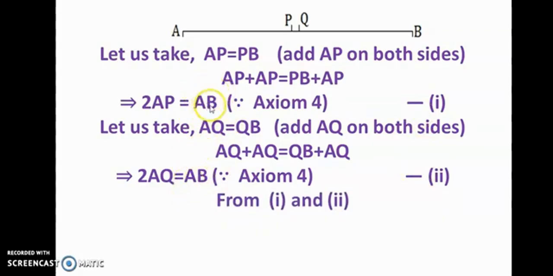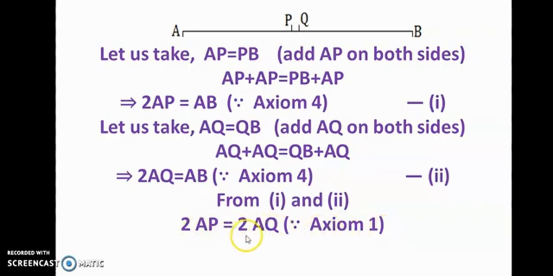So, according to axiom 1, you know that things which are equal to the same things are equal to one another. So, can we take this 2AP is equal to 2AQ? Yes. Here, 2AP is equal to 2AQ according to the axiom. And also you know that things which are double of the same things are equal to one another. Which axiom is that? Yes.